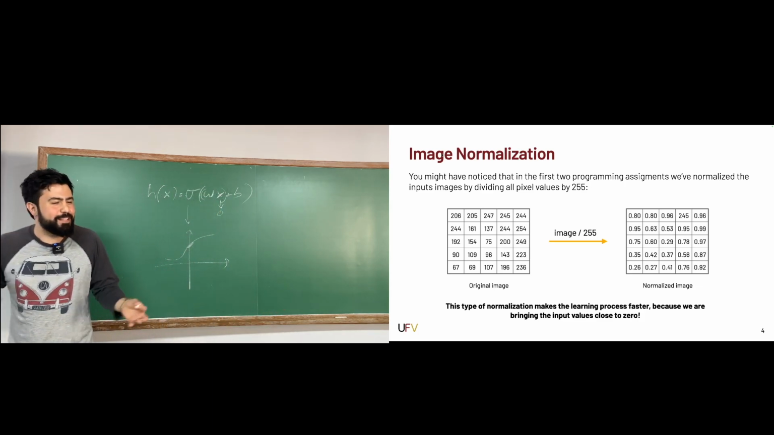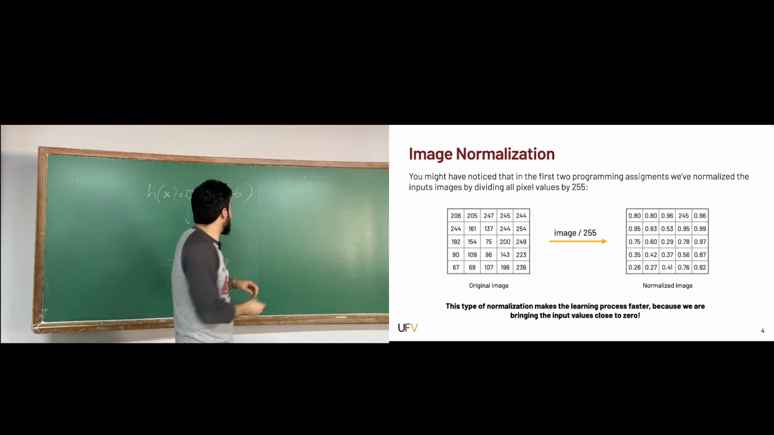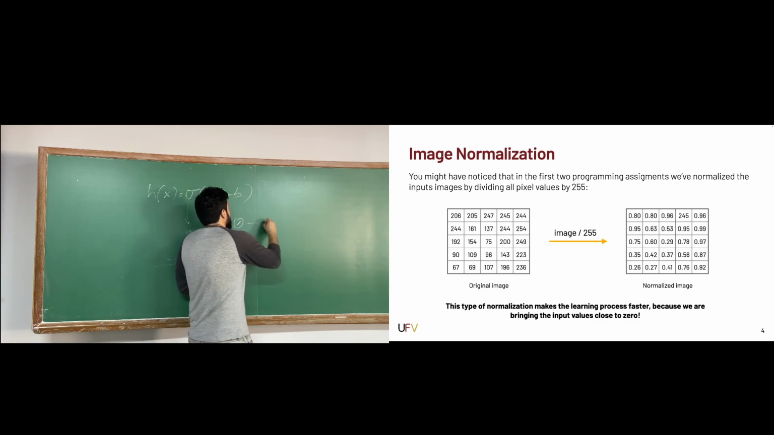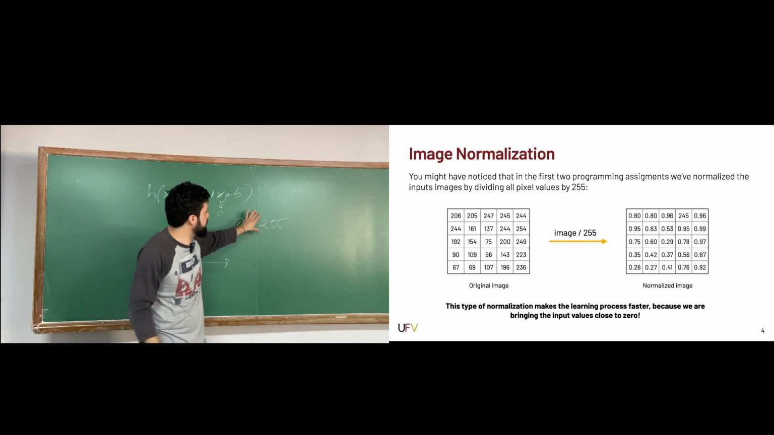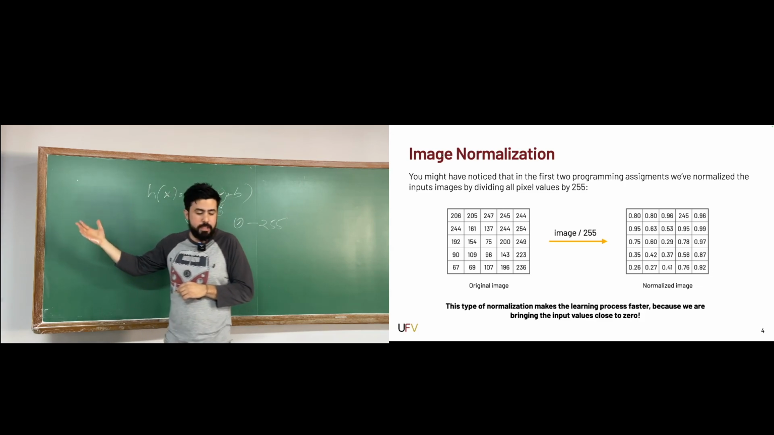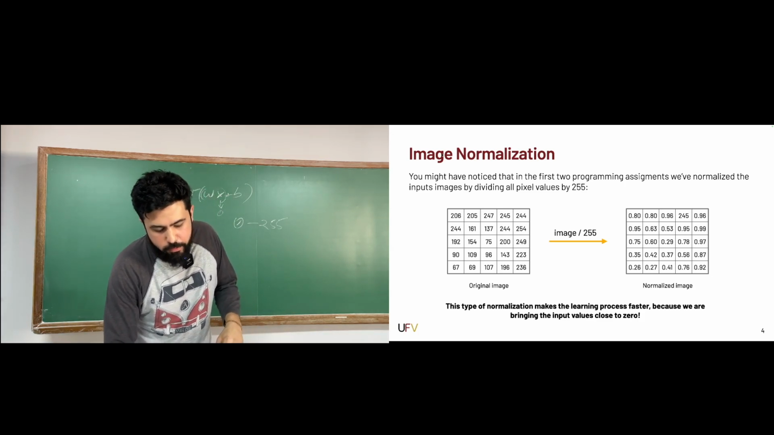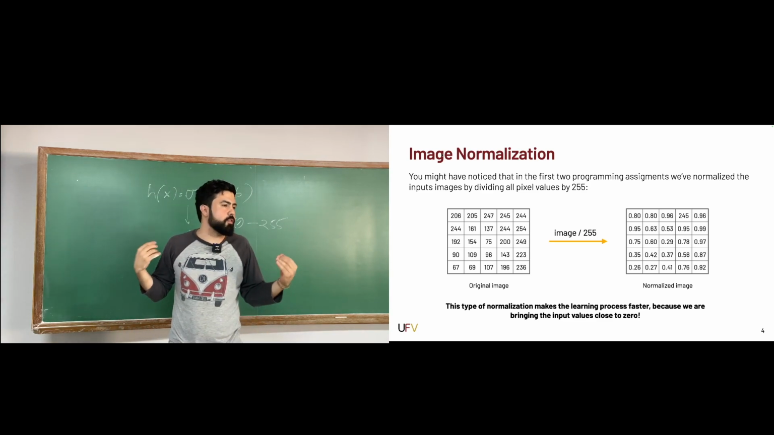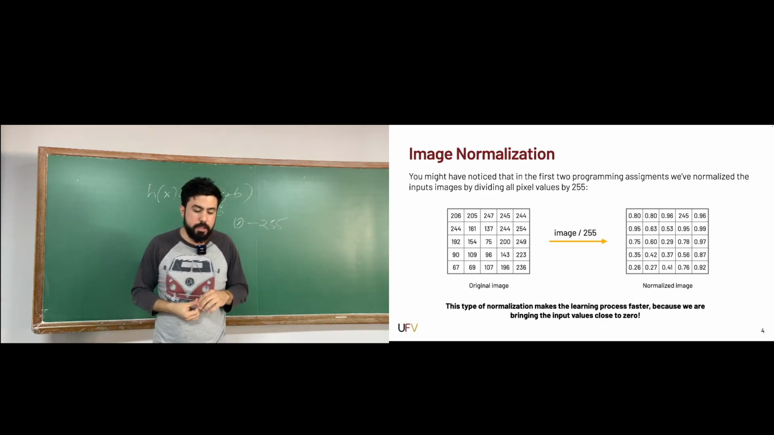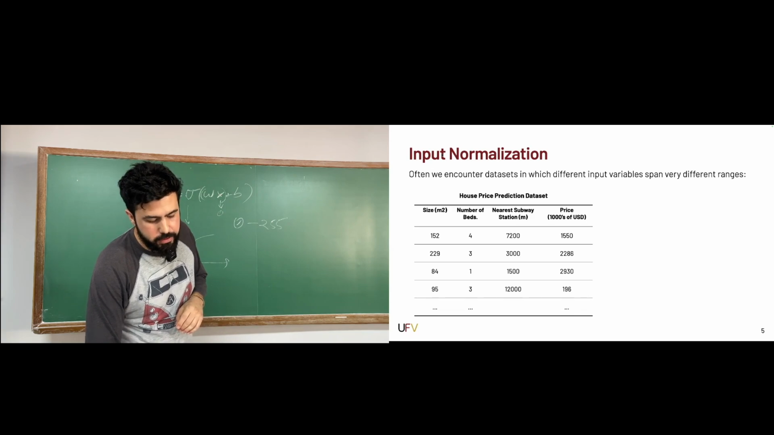But this is just a simple type of normalization we can do with images, because pixel values typically range from 0 to 255, right? So if you just divide all these values by 255, we get a normalized image. This is pretty simple, okay? But we have more general ways of normalizing input data in machine learning.